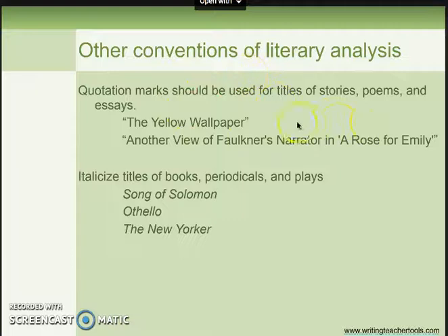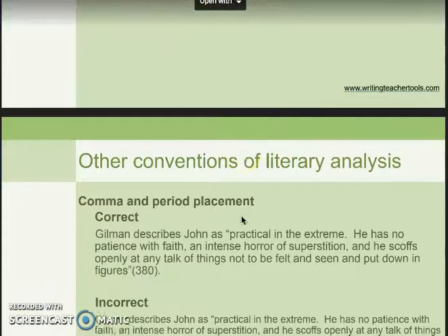So the anthology, our textbook, would be in italics, and then the title of the story is in quotation marks. If you find something in an academic journal, the title of the academic journal would be italicized, and the title of the article in the academic journal would have quote marks.